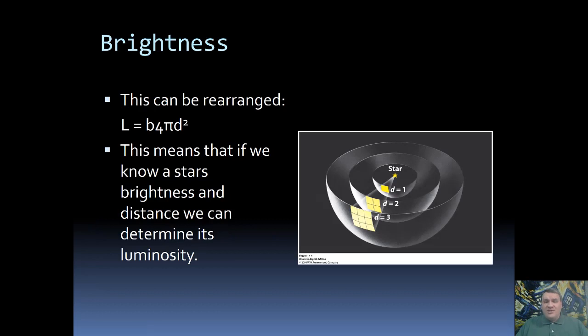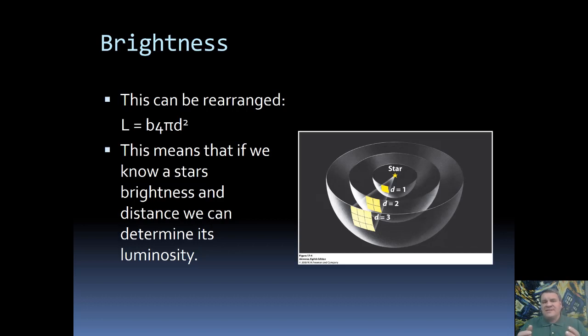Now we can rearrange this. Brightness is actually very easy to measure. The way that we measure brightness is we look at the star. Remember, brightness is the energy we receive. Now, we're actually more scientific than just looking at it, although we'll mention in a little bit that at one time we did just look. However, now we actually take a picture, and then from that picture, we measure the amount of energy, and that tells us the brightness.